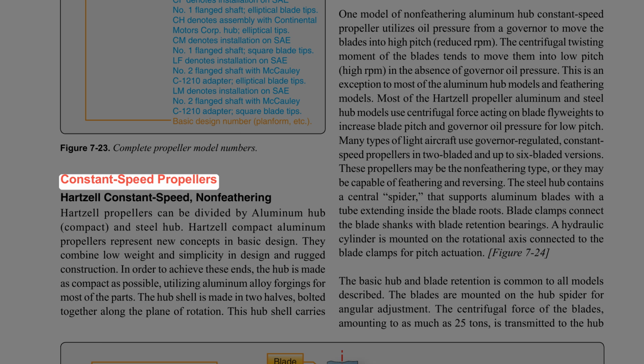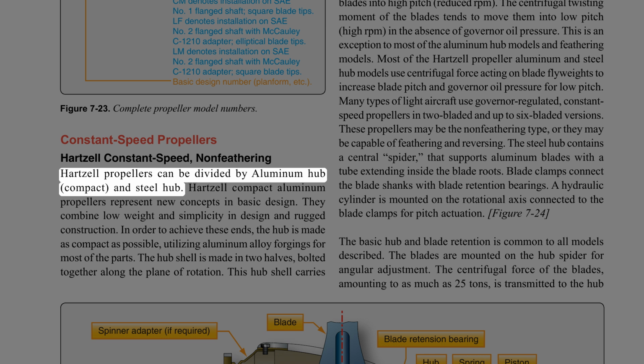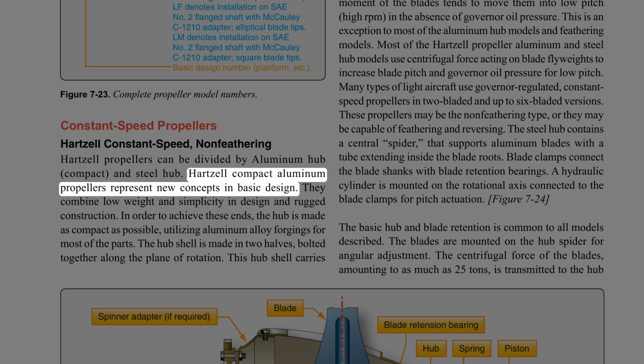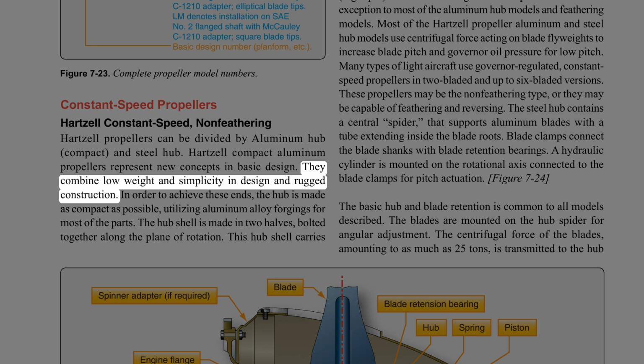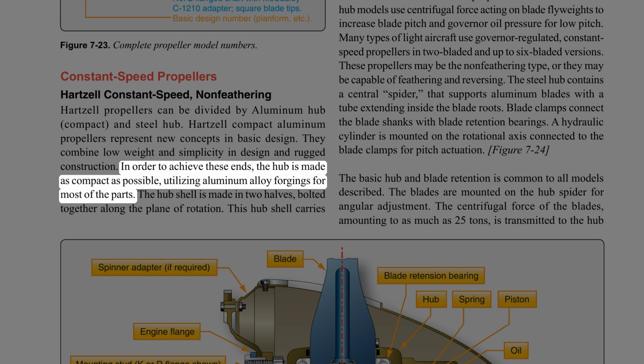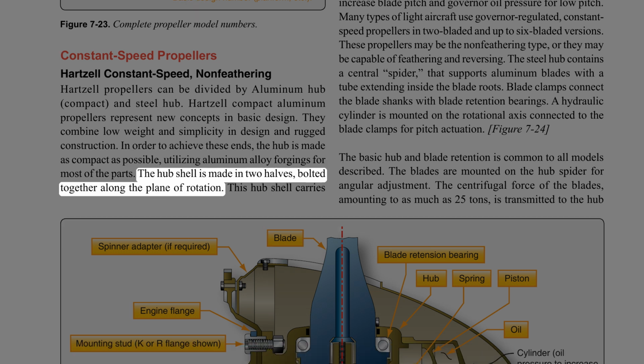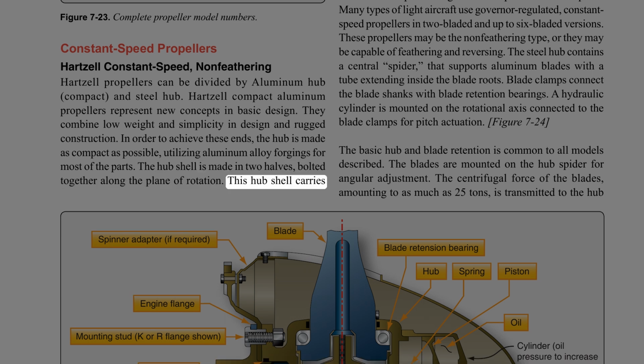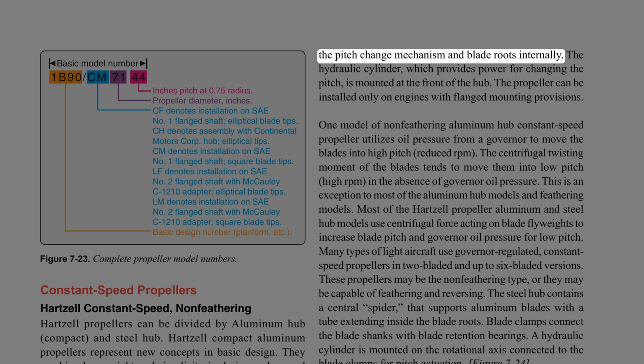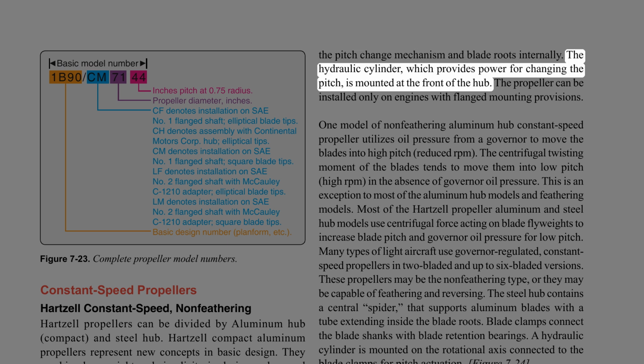Constant speed propellers. Hartzell constant speed, non-feathering. Hartzell propellers can be divided by aluminum hub, compact, and steel hub. Hartzell compact aluminum propellers represent new concepts in basic design. They combine low weight and simplicity in design and rugged construction. In order to achieve these ends, the hub is made as compact as possible, utilizing aluminum alloy forgings for most of the parts. The hub shell is made in two halves, bolted together along the plane of rotation. This hub shell carries the pitch change mechanism and blade roots internally. The hydraulic cylinder, which provides power for changing the pitch, is mounted at the front of the hub.